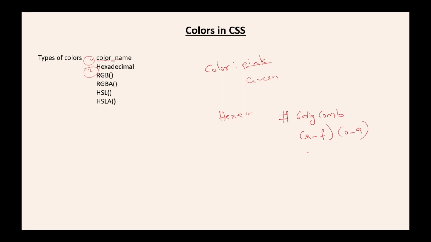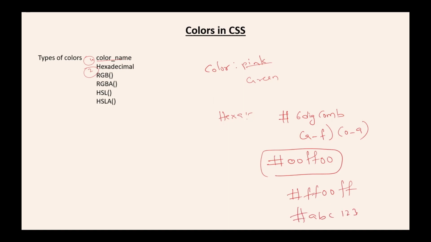It is a combination of A to F and 0 to 9. Just observe the hash: #00FF00, it is one color. And #FF00FF, it is also one color. #ABC123 is also one color. With the help of this letter combination, A to F and 0 to 9, we will get one unique color.